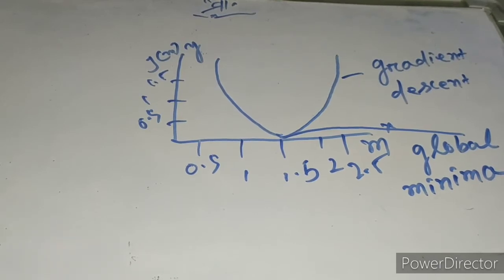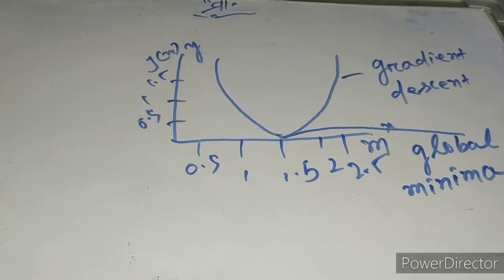This graph is required because when the m value changes, the cost function also changes. Suppose the m value changes from 1 to 0.5, then the cost function also changes. So if we calculate the sum of residuals, y minus y cap, the y value changes, and the y cap value also changes.